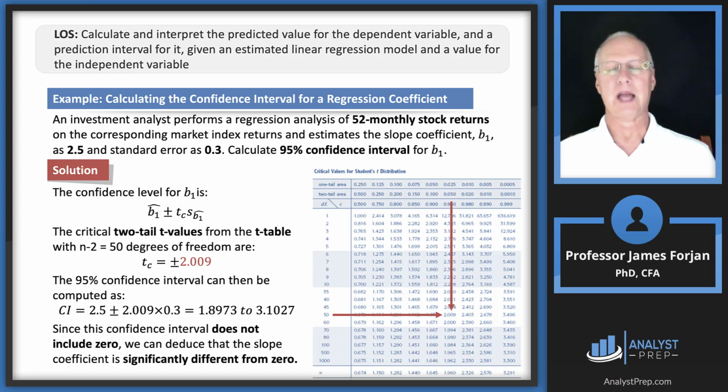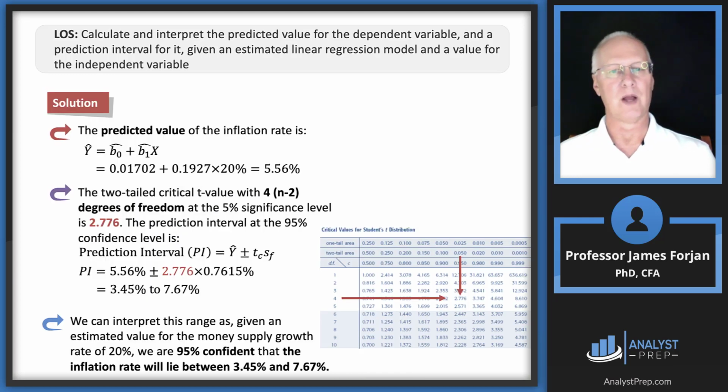So we can be 95% confident that our estimate of beta, which is 2.5, will be between 1.89 and 3.1. And since that range does not include 0, we can conclude that the slope is significantly different from 0. So there are two ways to figure out statistical significance of the slope coefficient. I always thought this one was way easier when I was in graduate school.